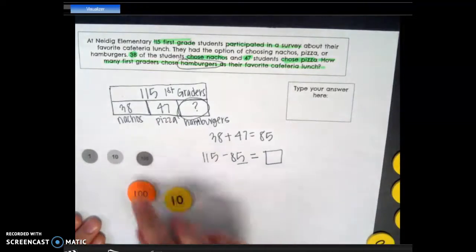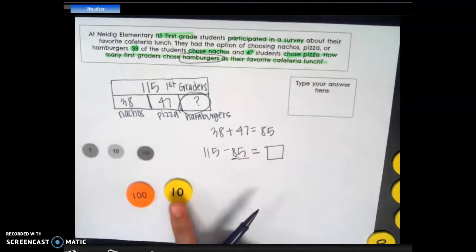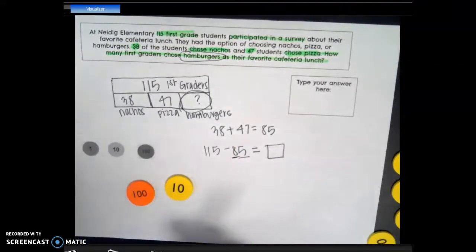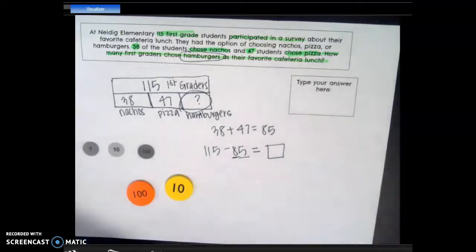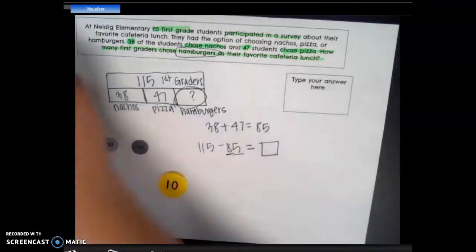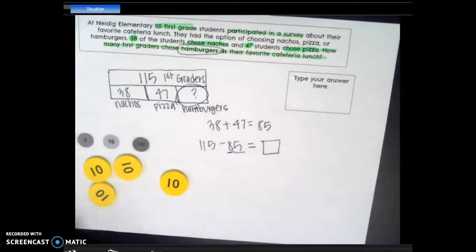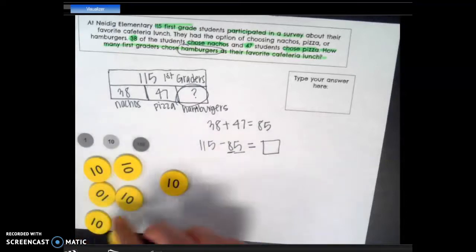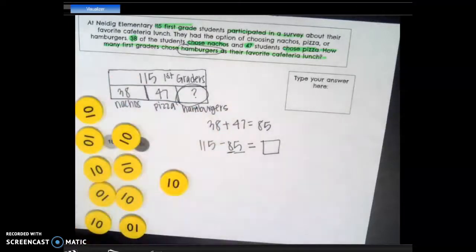Now I want to take away 8 tens, but I only have 1 10. So what can I do to get more tens? Give you a little hint. There's something that you can break apart, and I hope you did this when you were solving the problem yourself. What can I break apart? I can break apart my 100. So I'm going to take my 100 and I'm going to break it into 10 tens. 1, 2, 3, 4, 5, 6, 7, 8, 9, 10.